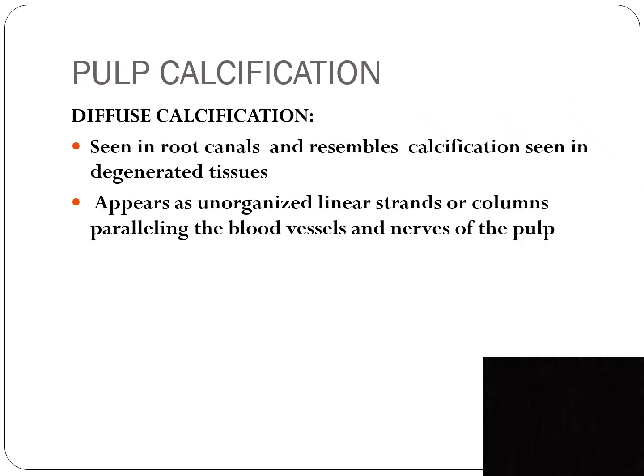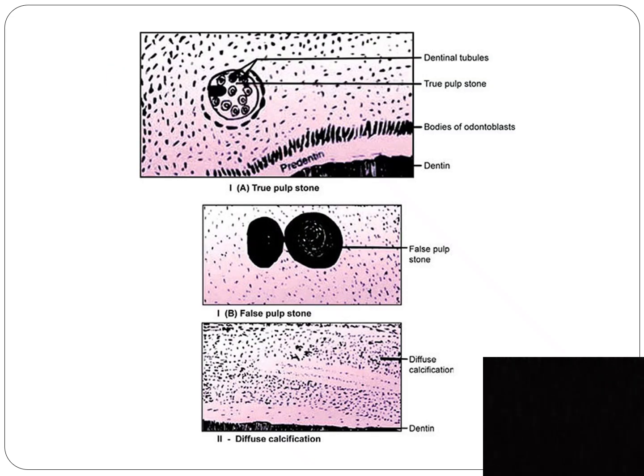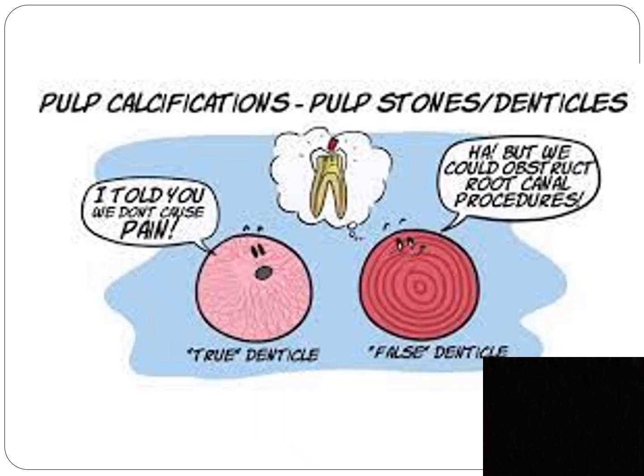Diffuse calcifications are usually seen in the root canal rather than the pulp chambers, and they resemble calcifications seen in degenerated tissue, like an amorphous calcification. They appear as unorganized linear strands or columns paralleling the blood vessels and nerves of the pulp. This is another picture where we see the true pulp stones, false pulp stones, and diffuse calcifications. This may not be the source of the pain, but these are incidental findings when you treat a pulpal inflammation. Thank you.